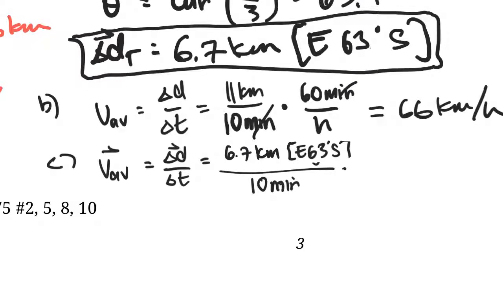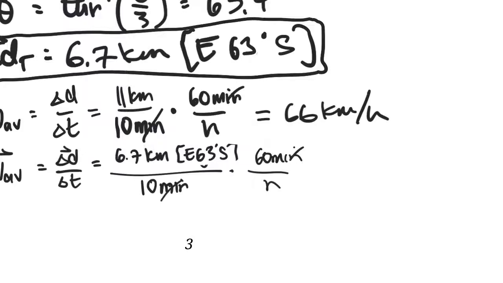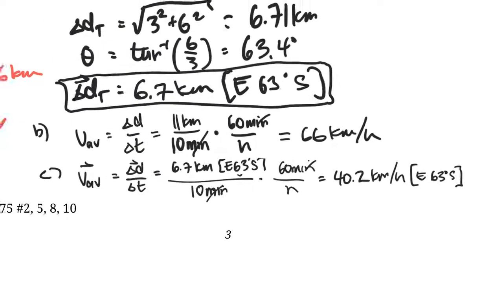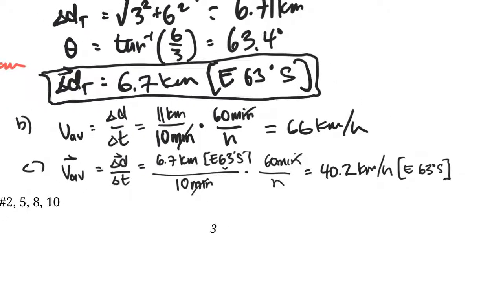So this is kilometers per 10 minutes, and then times 60 minutes per hour. The minutes are going to cancel out. So we just basically have 6.7 times 60 divided by 10, which is 40.2. This is kilometers per hour, but we also have a direction from the displacement, east, 63 degrees south. So our velocity, notice how it's a little bit slower, because remember, the displacement is less than the distance. And it also has a direction.